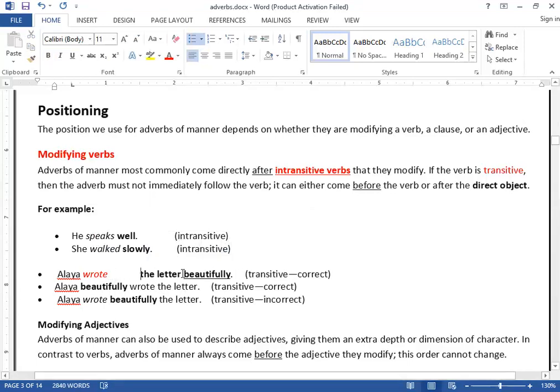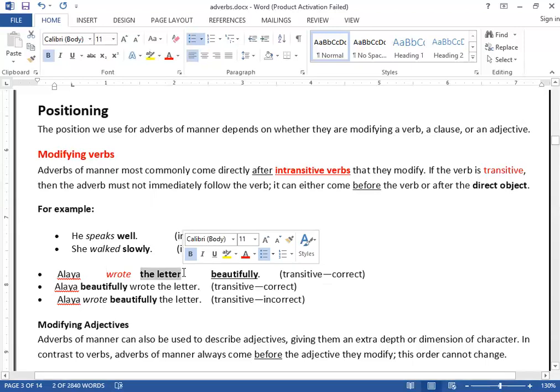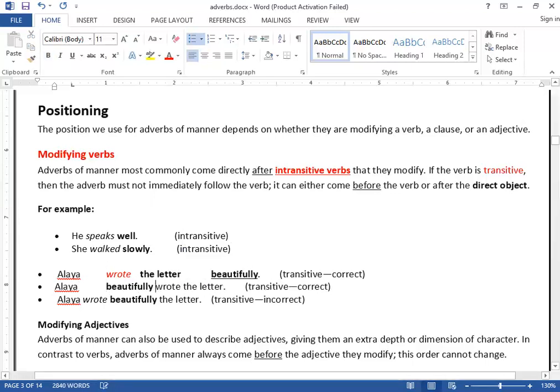So we use beautifully after what? After the object. Wrote is a transitive verb. Why? Because it takes an object. So it's a transitive verb. We use the adverb of manner after the object. Or, if you want, you can use it over here as well. But look, Alaya is the subject, wrote is the main verb, and the letter is an object.